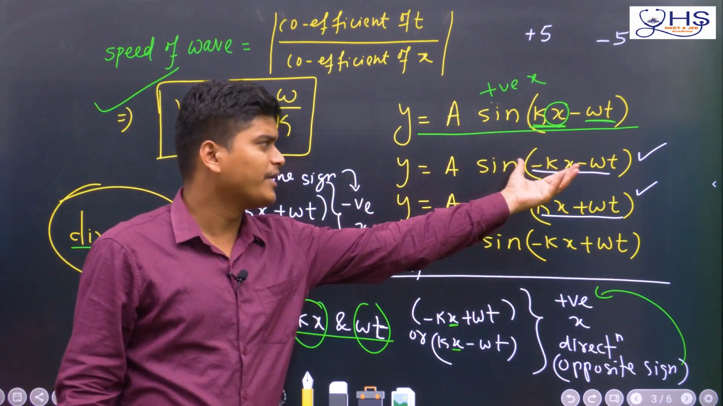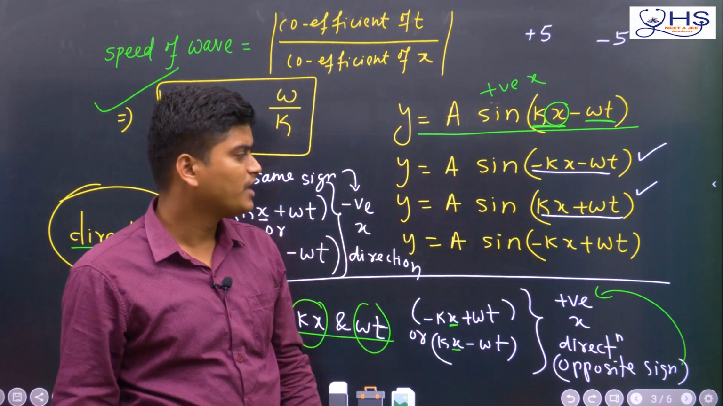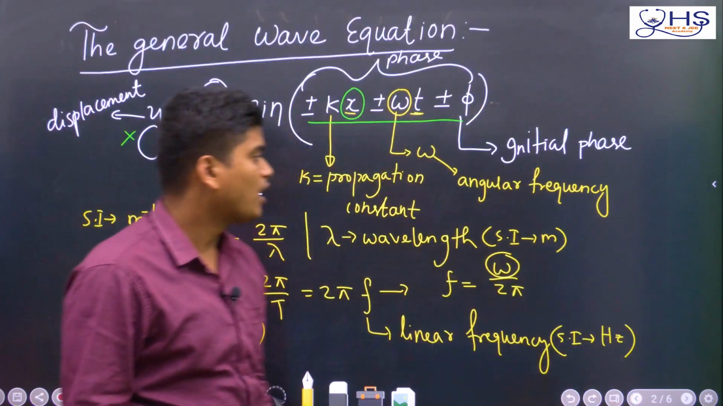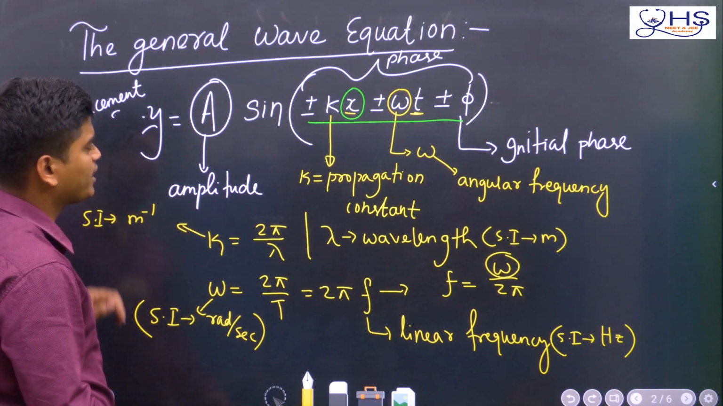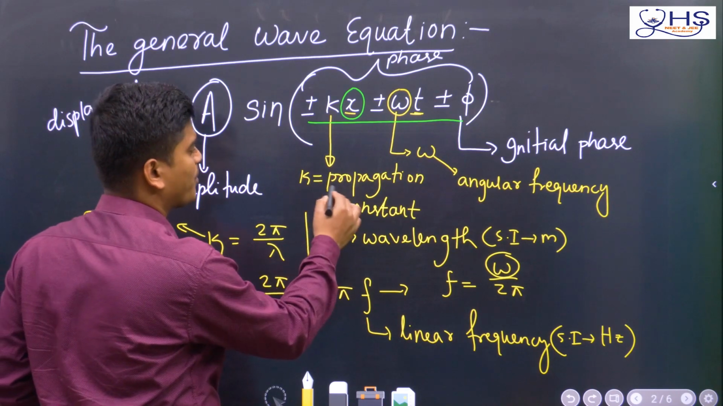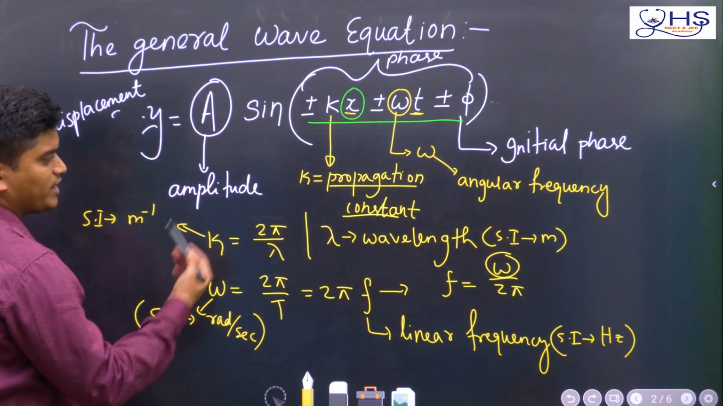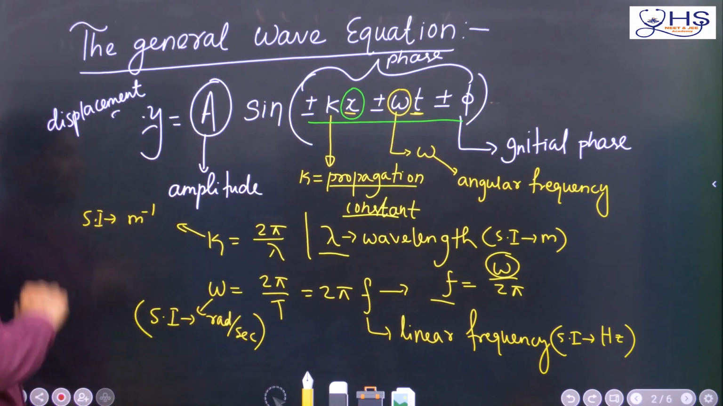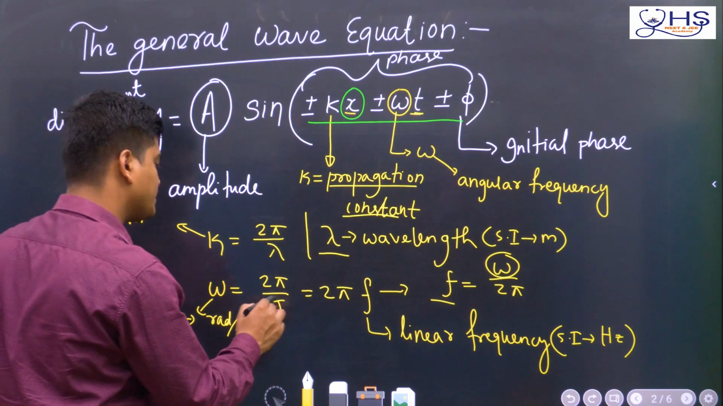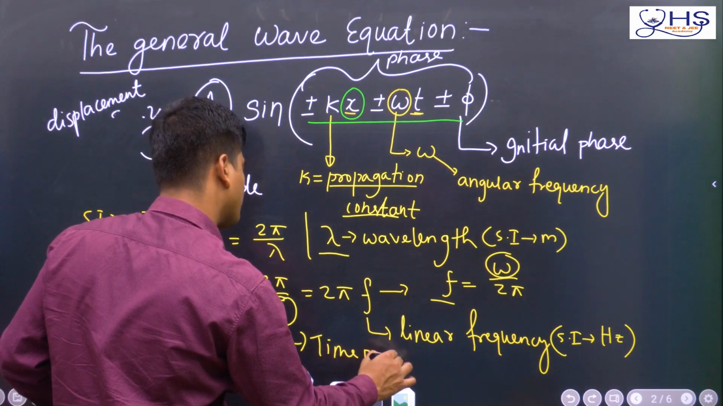If you want to find wave speed and the wave is already given with numbers, you can do coefficient of t by coefficient of x. If the wave is given like this, you can write the propagation constant k, the angular frequency omega, and lambda, f, and check all the relations. And T is called the time period. What is the time period basically?